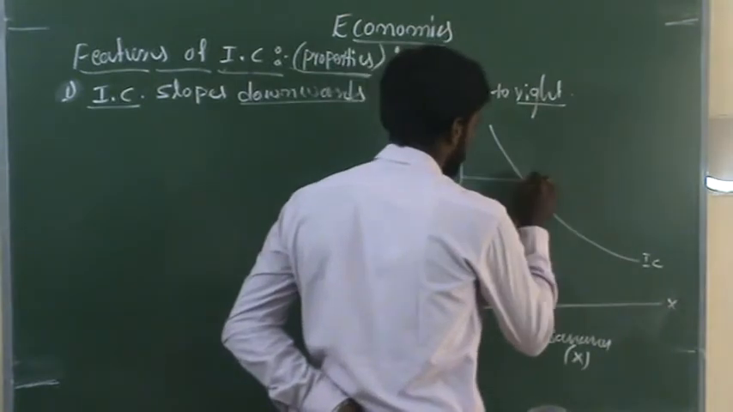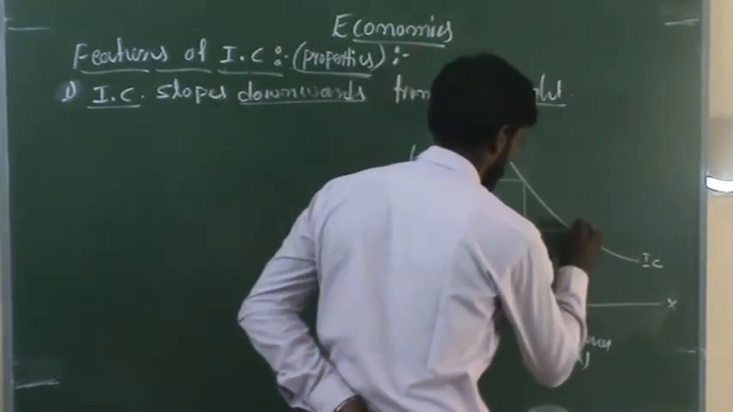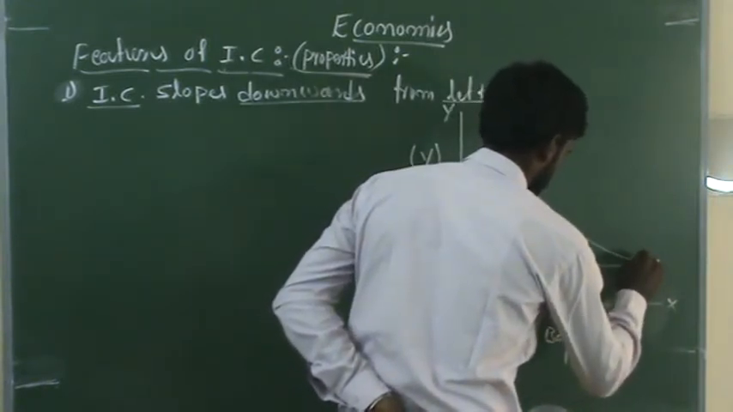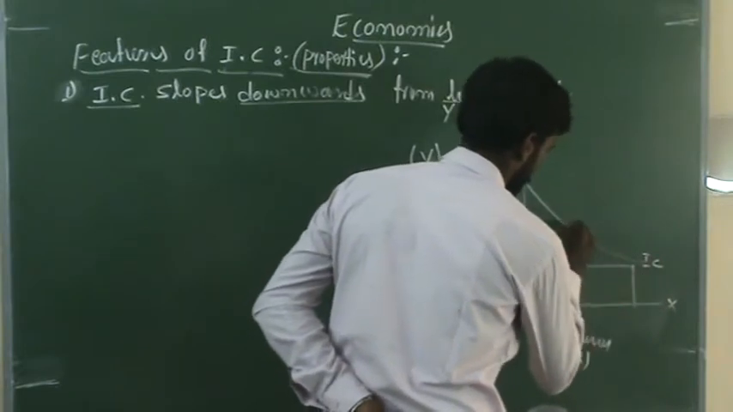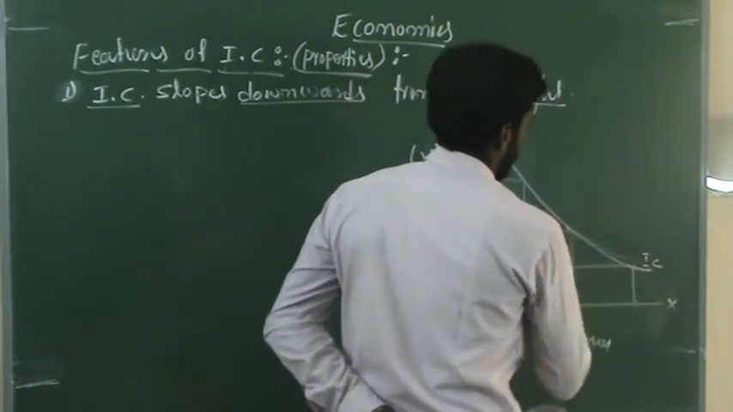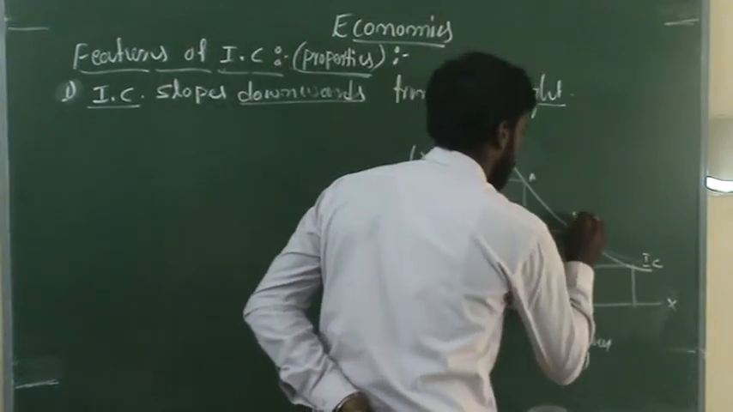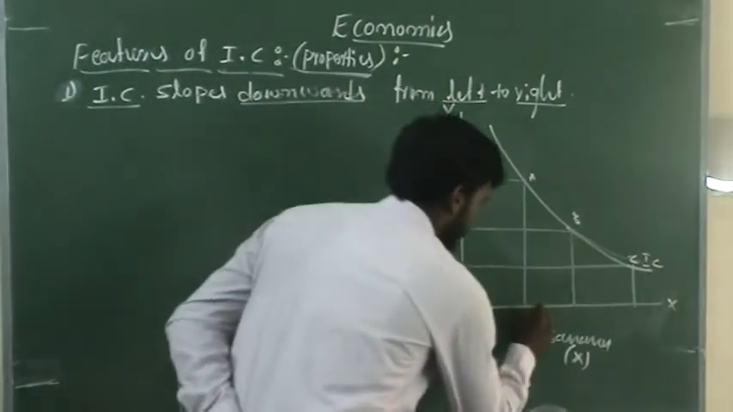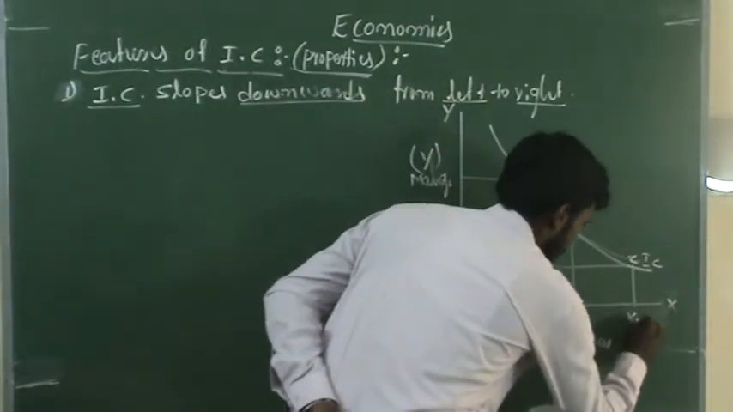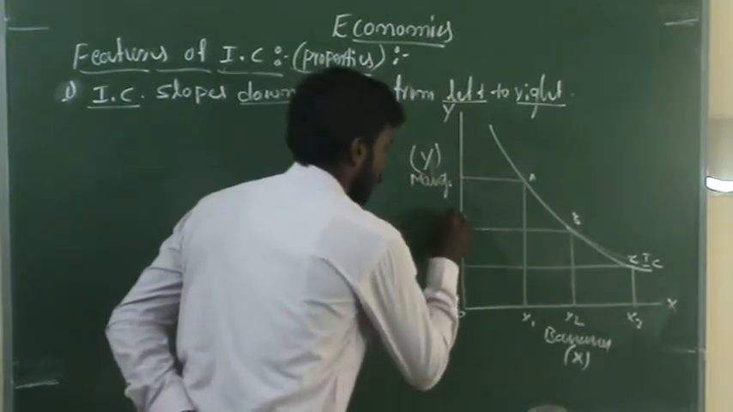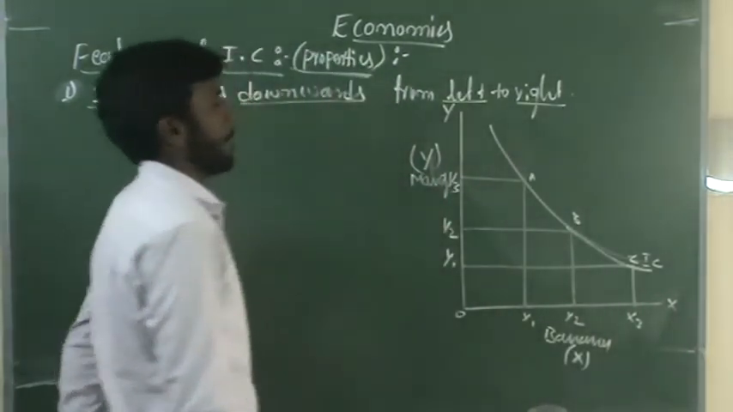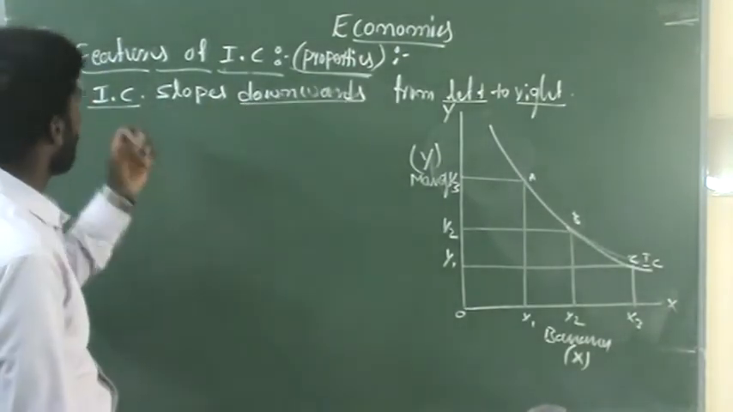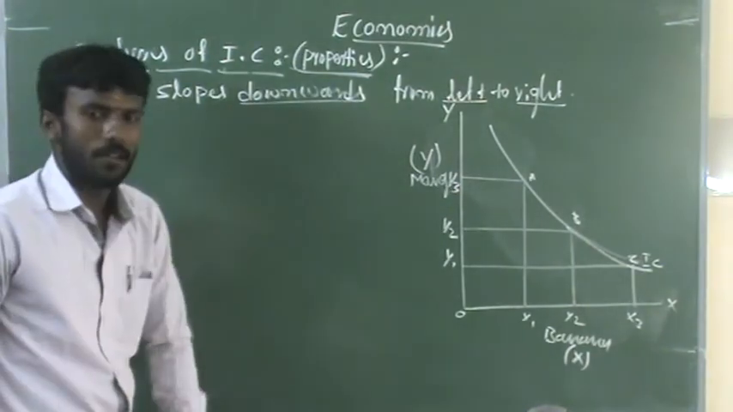So A, B, C. Now here they know x1, x2, x3. Here y1, y2, y3. See students, the first feature or property of the indifference curve: how do you know that the indifference curve slopes downwards from left to right?